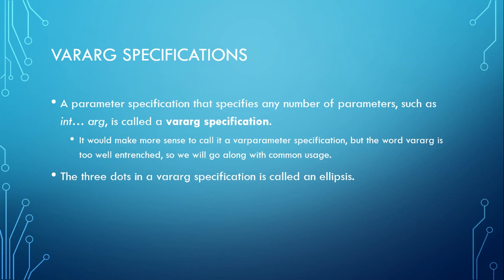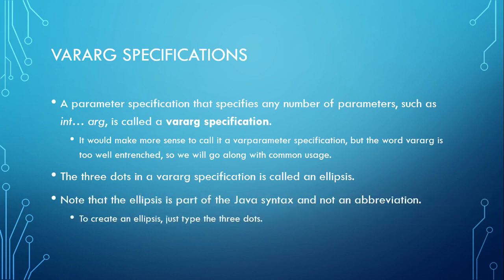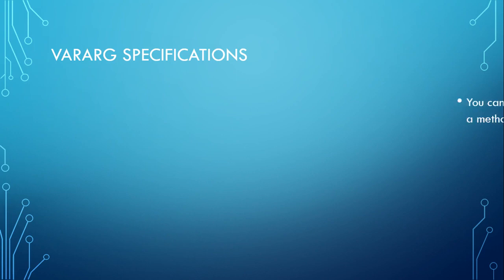Now the three dots in a vararg specification is what's called an ellipsis. Note that the ellipsis is part of the Java syntax and is not an abbreviation. So this is not int dot dot dot meaning there's something else that goes there. No, it's literally part of Java syntax. So to create an ellipsis, just type the three dots. You just put int... Simple.